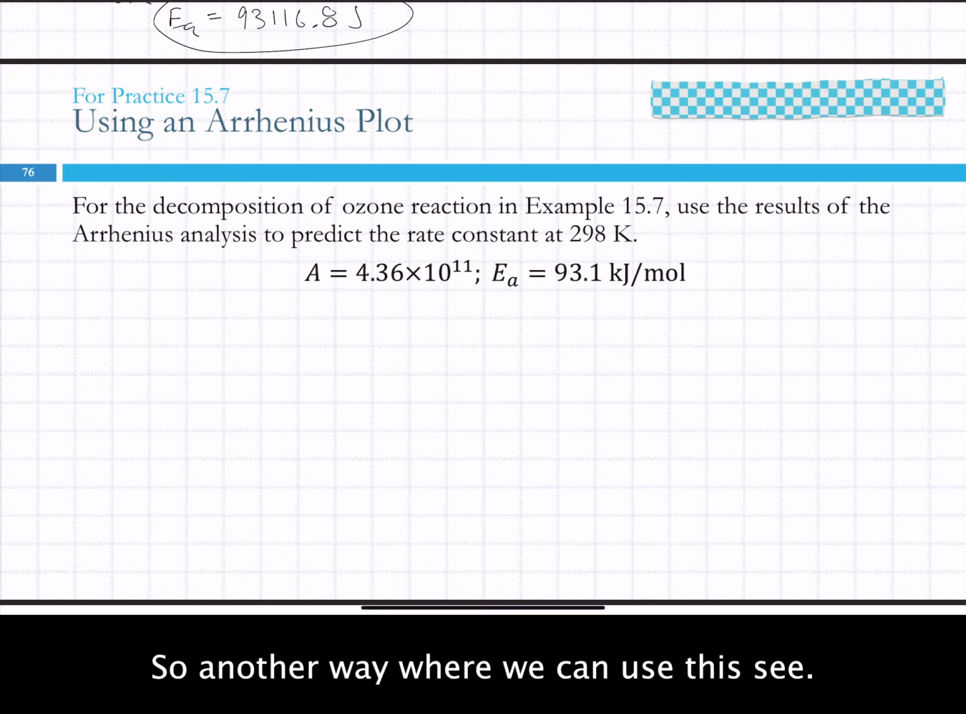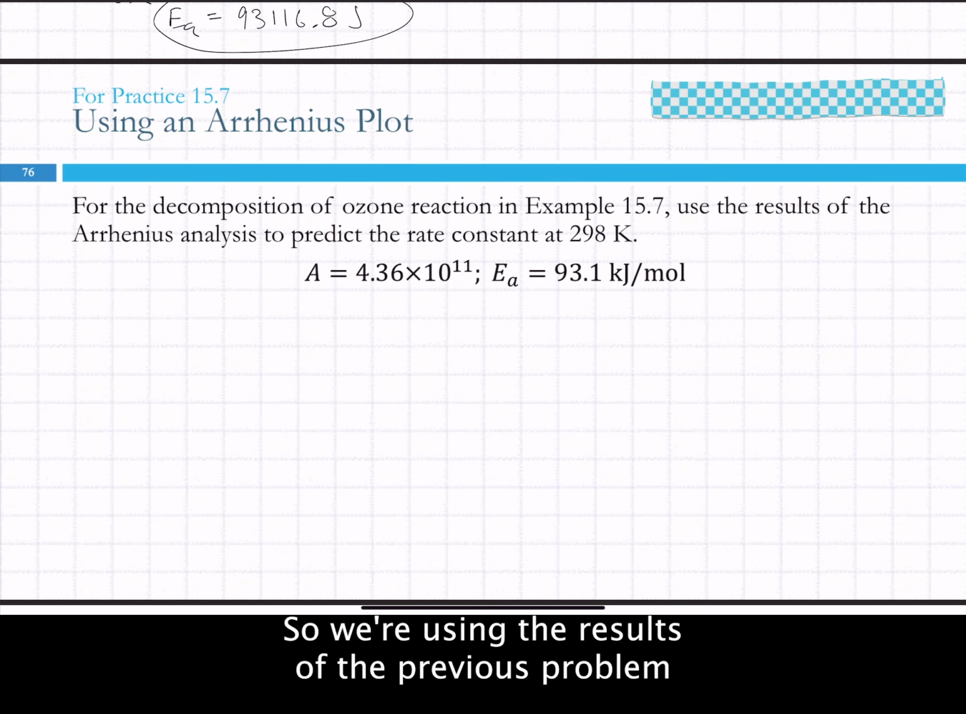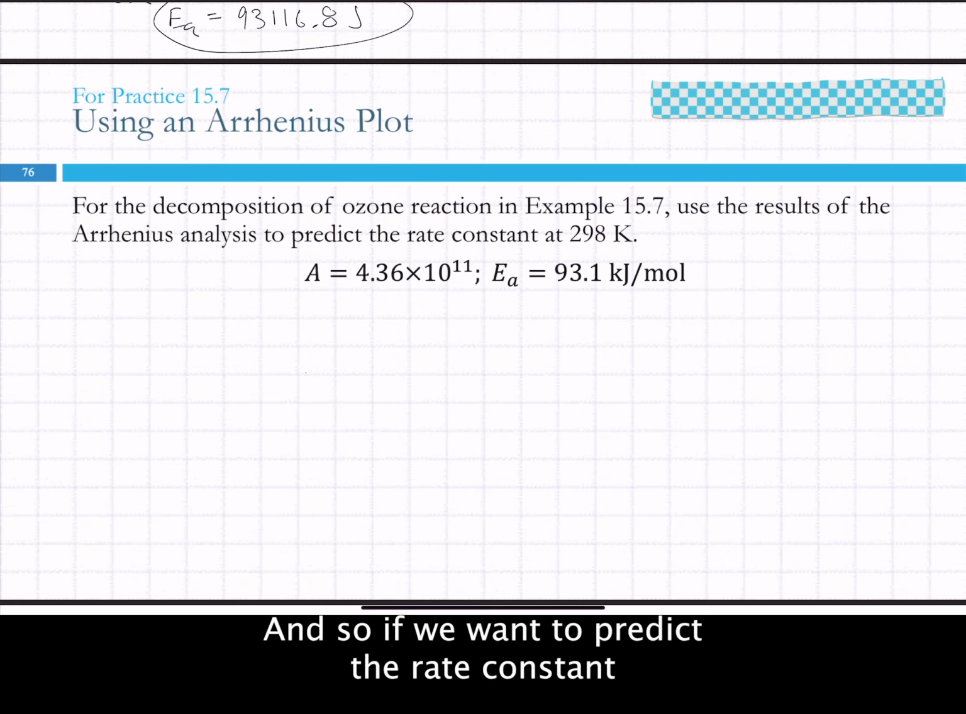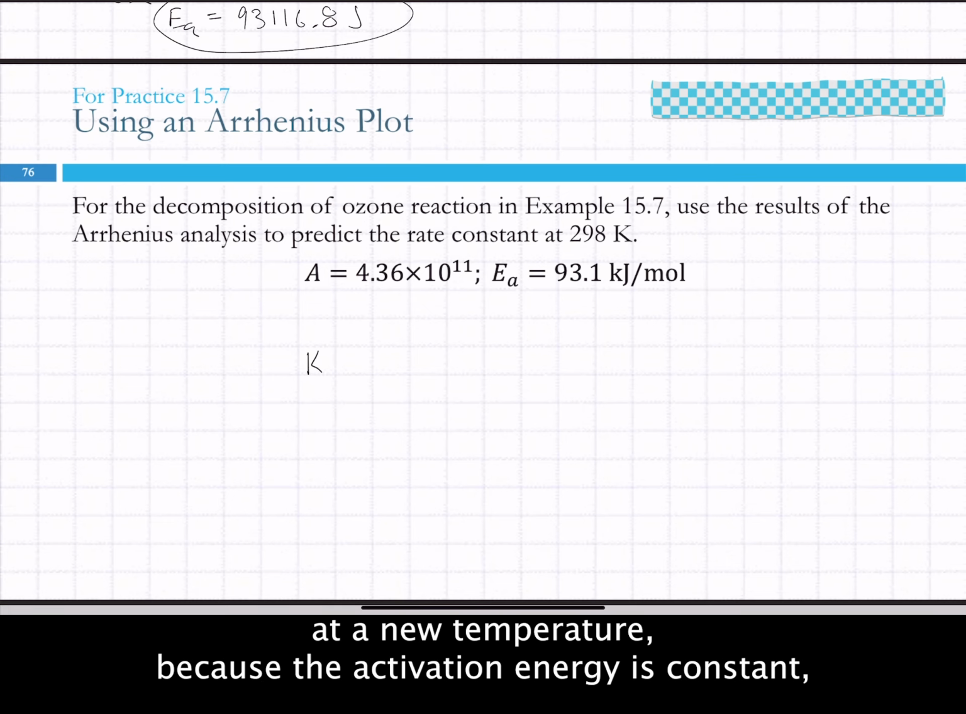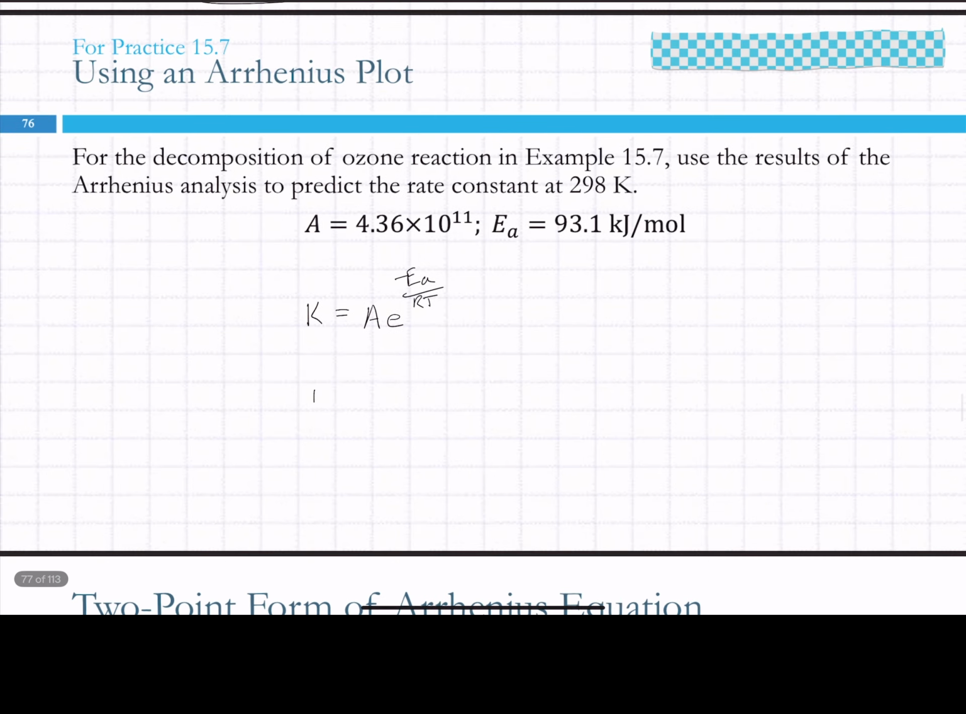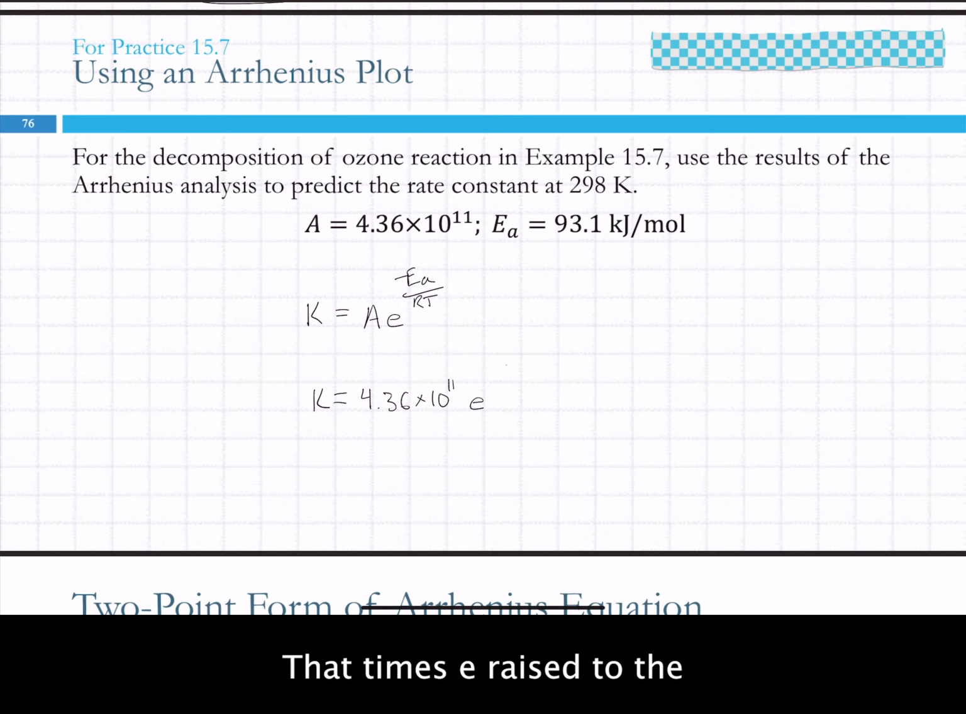All right, so another way we can use this, let's see, so we're using the results of the previous problem to predict the rate constant now at a new temperature. And so if we want to predict the rate constant at a new temperature, because the activation energy is constant, we can just set K equal to the Arrhenius equation, A times e raised to the negative Ea over RT.